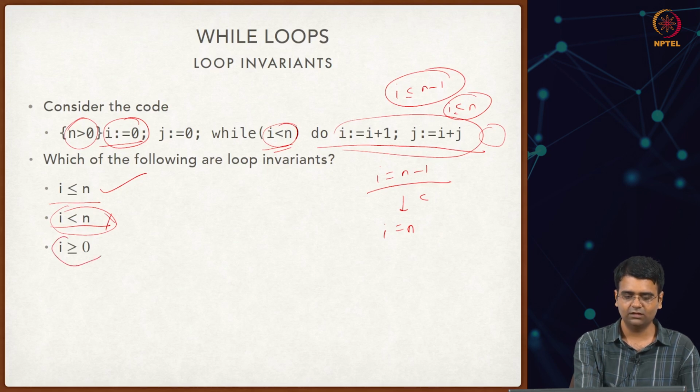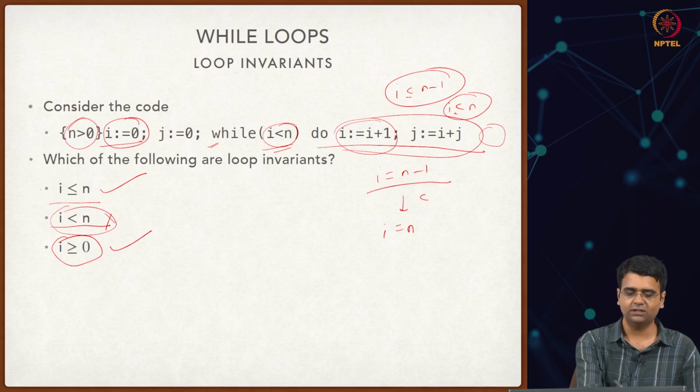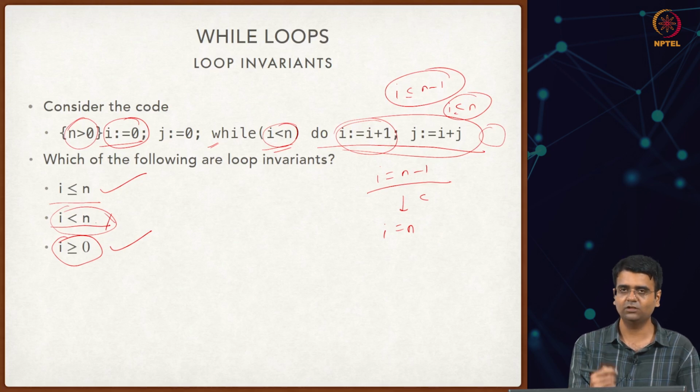Okay. So what about i >= 0? So again that is a loop invariant, because i is always incremented by 1. So if you start the loop, at the beginning of course i is equal to 0, so it clearly satisfies i >= 0, and if you execute the loop, it's only going to increase the value of i by 1. So i will remain greater than or equal to 0. So the first and the third are loop invariants, the second is not a loop invariant.